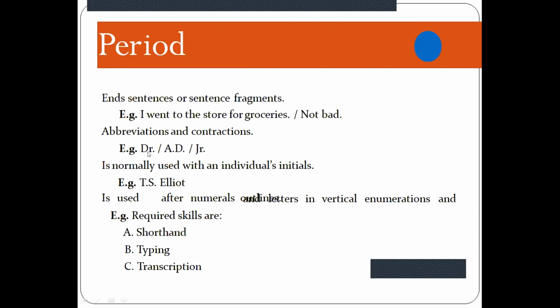Abbreviation and contraction: Doctor, Mr., Ms., Miss, Mrs., Junior, and so on. It is normally used with an individual's initials, like when you're writing initials. It is also used after numerals and outline letters in a vertical enumeration, e.g., required skills, like when you're listing: shorthand, typing, these are full stops. Or when you are numbering a list in outlines.